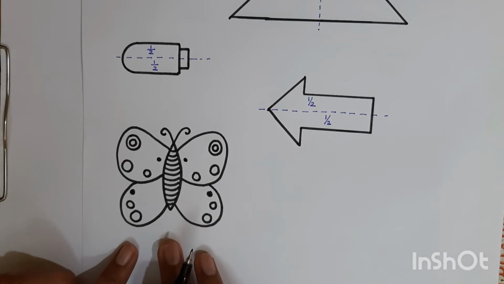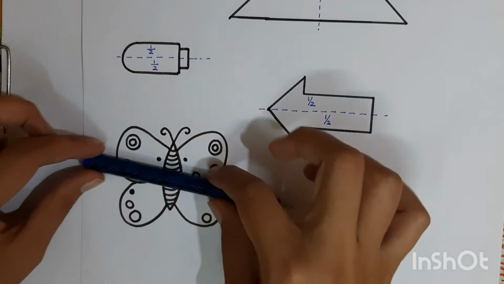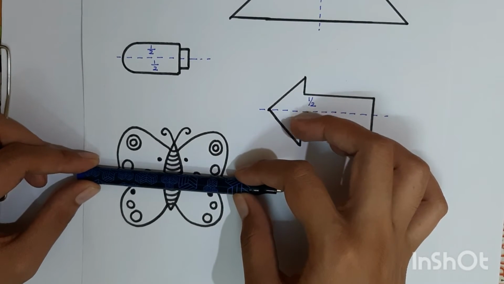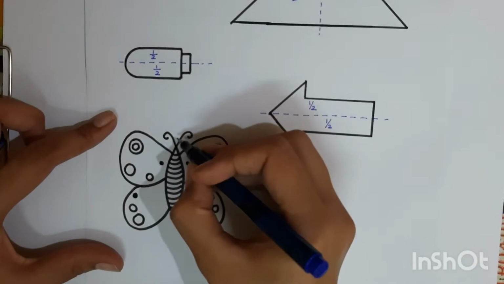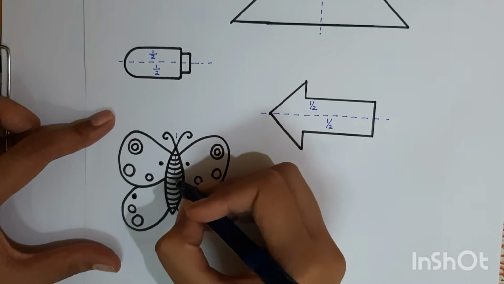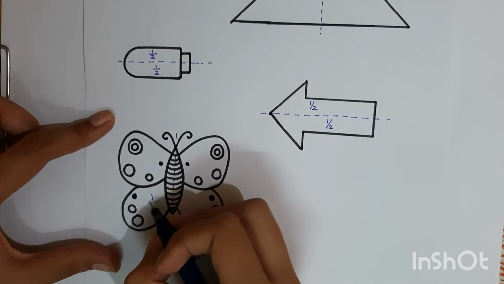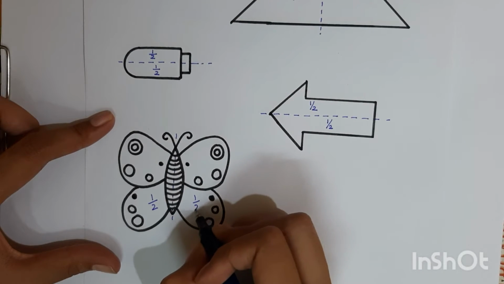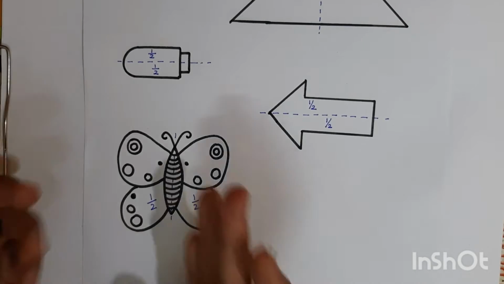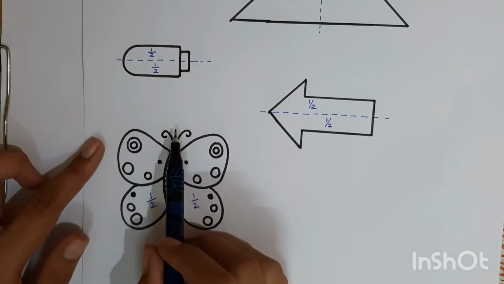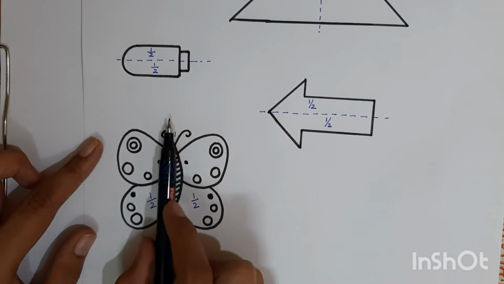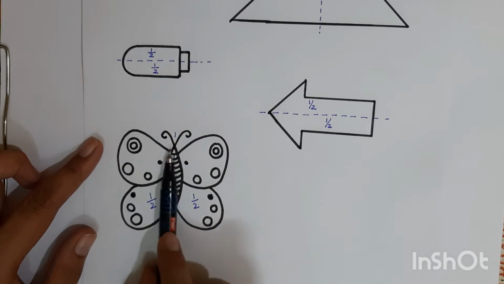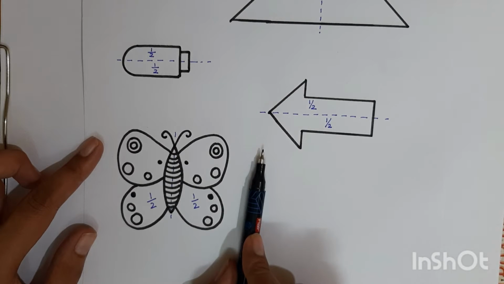How can we cut this drawing into half? Like this or like this? Yes, this is the correct way to do half, because both sides of this line are equal.